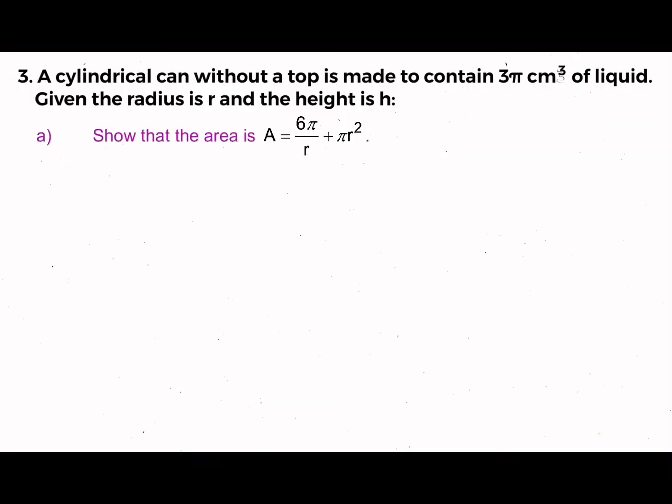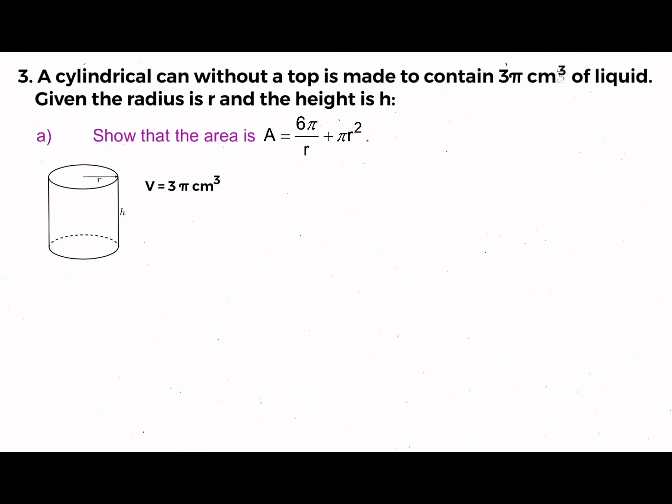Question 3. A cylindrical can without a top is made to contain 3 pi cm cube of liquid. Given the radius is r and the height is h, show the area is A equals 6 pi over r plus pi r square. First of all, we need to draw the cylindrical can without a top, and the volume equals 3 pi centimeter cube.